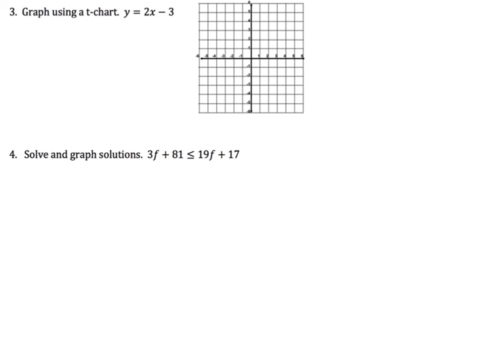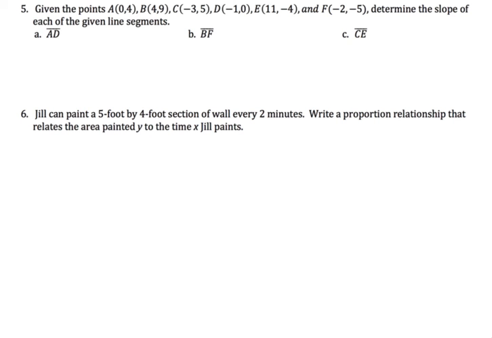Number 3, you're going to graph using a T-chart. Don't forget, you might try 0, 1, 2, whatever, and then figure out the y's. Number 4, solve and graph the solution. When you graph here, it's going to be on the number line where you put your boundary point, and then the arrow goes bigger or smaller. Number 5, I've given you 6 different points, A, B, C, D, E, and F, and you're going to find the slope between AD, the slope between BF, and the slope from C to E.